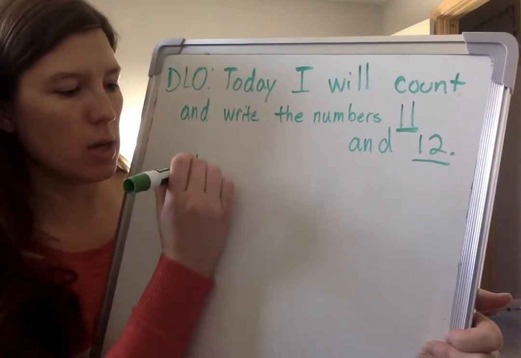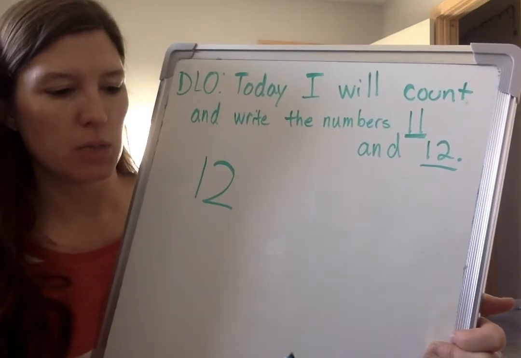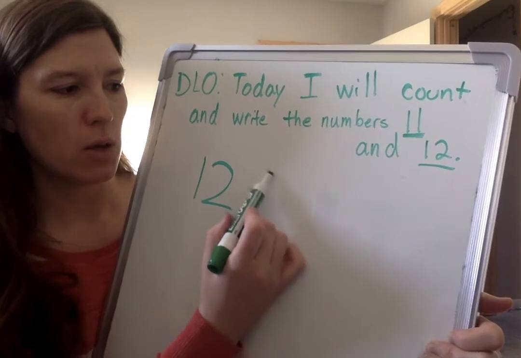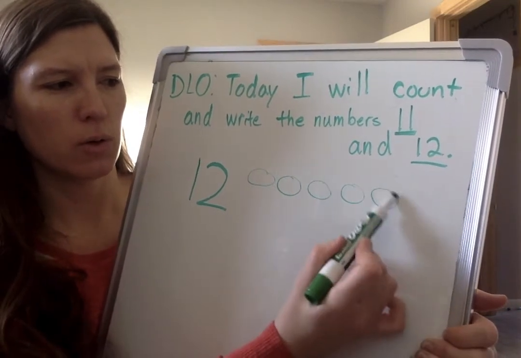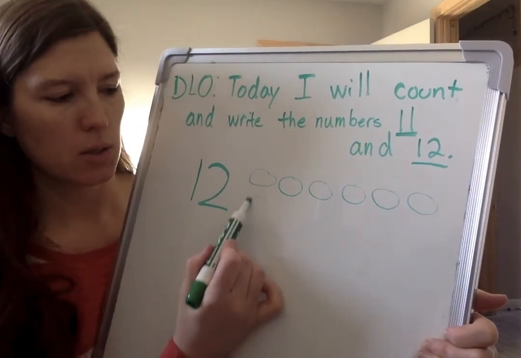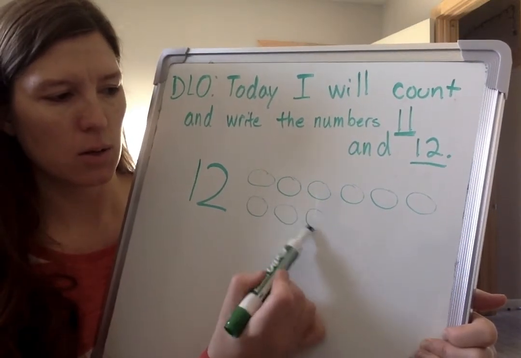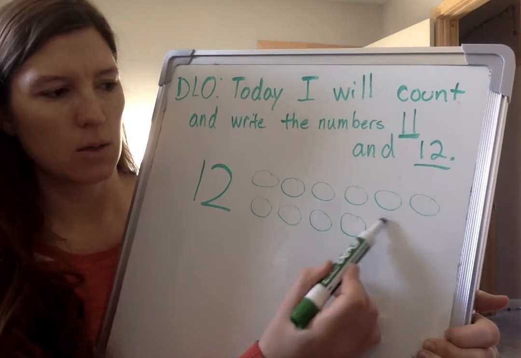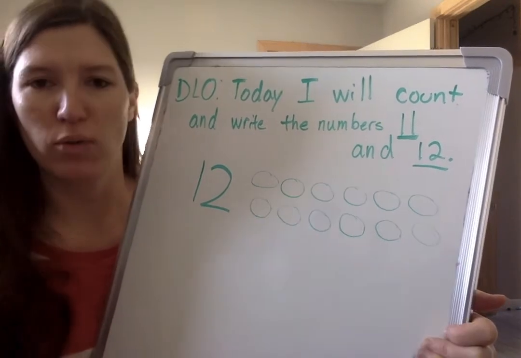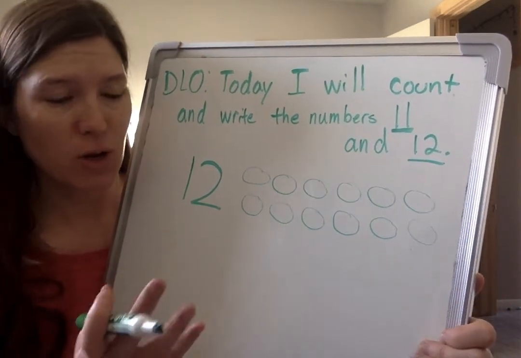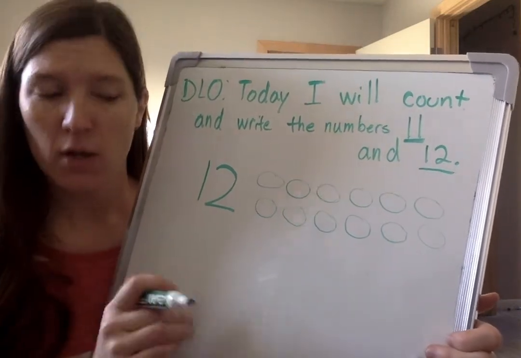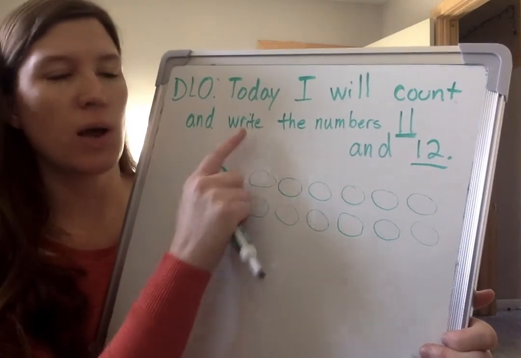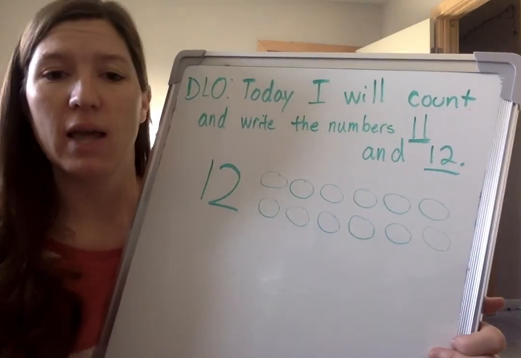12, a 1 and a 2. So let's make 12 items. I'll do it a little different way. 1, 2, 3, 4, 5, 6, 7, 8, 9, 10, 11, 12. So you have different options of how you want to make 11 and 12. So now it's your turn to count and write the numbers 11 and 12.